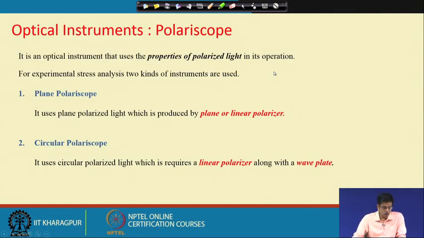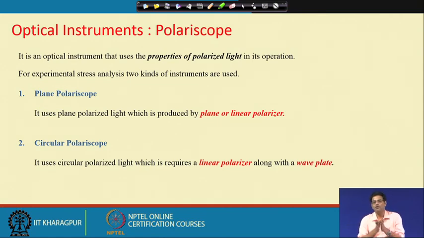Now, the basic idea is to construct a polariscope. It is an optical instrument that uses properties of polarized light in its operation. For experimental stress analysis, we generally use a circular polariscope, but a plane polariscope is also used. It uses plane polarized light which is produced by a plane or linear polarizer. We now know what linear polarization of light means.